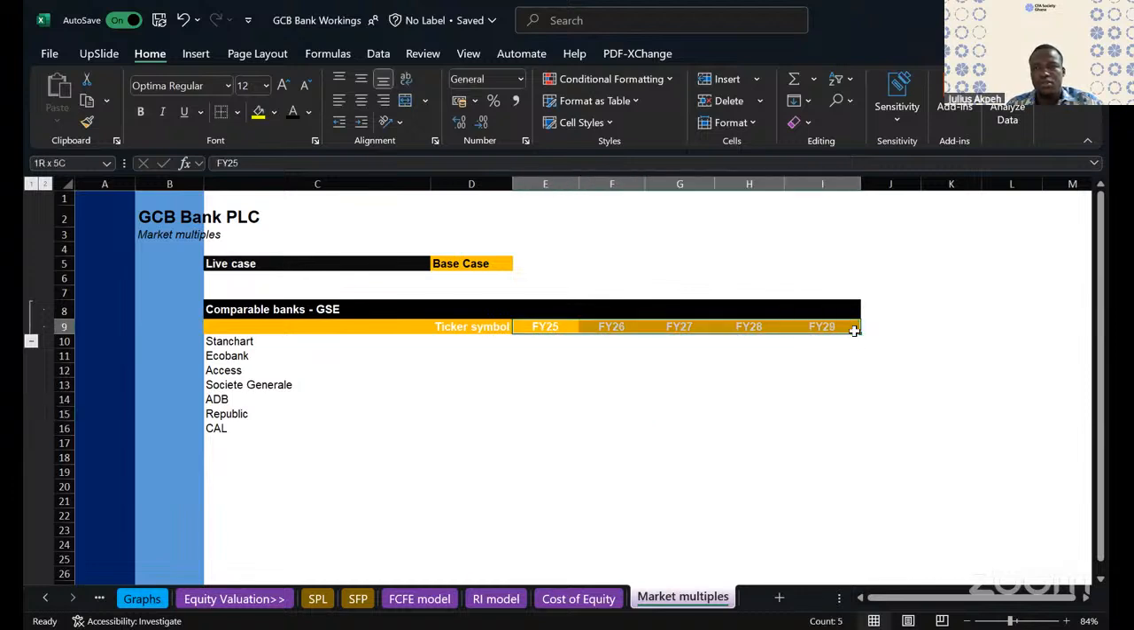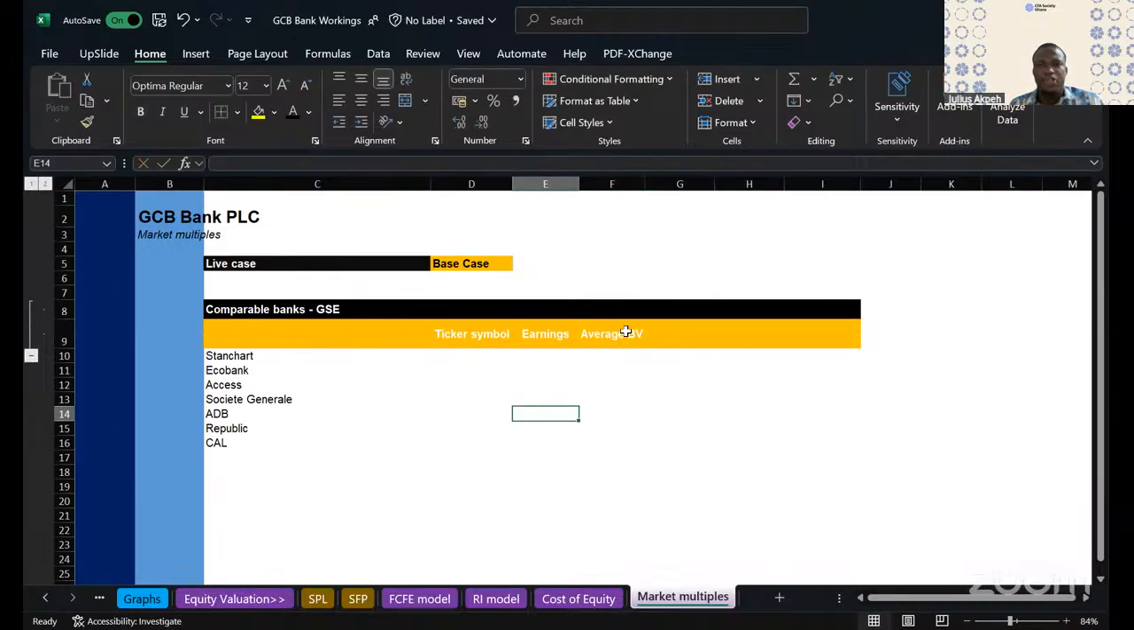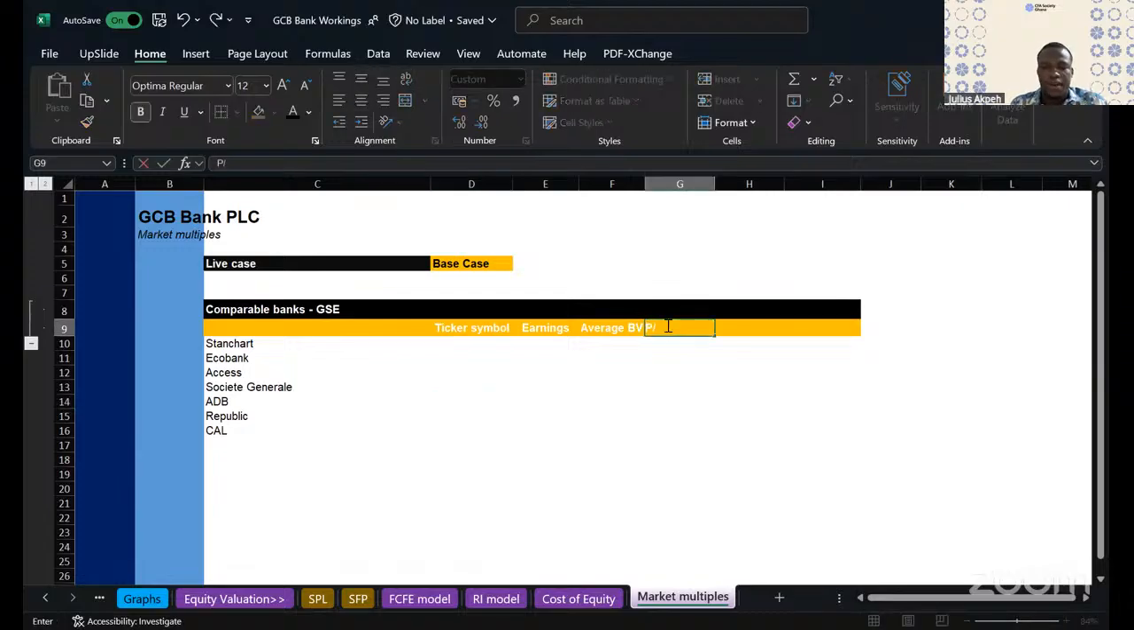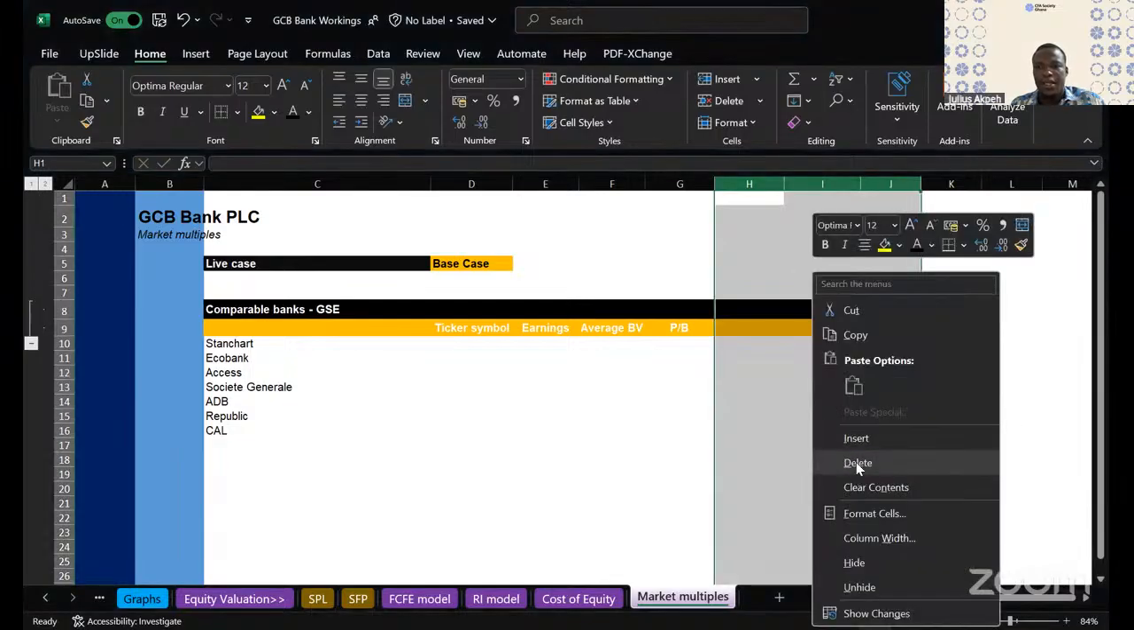I want to also have, okay, I have the ticker symbol. I have, let's say, the earnings. I have the average book values, and based on average book value, I can actually compute the, how do you call it, the price to book ratio, right? The price to book ratio there. So I have these things here. So these are the things I want to do.